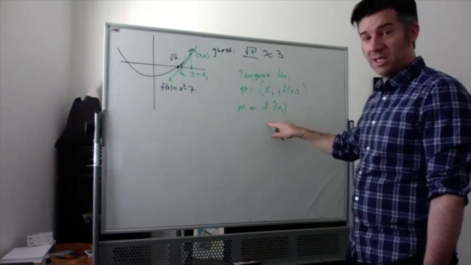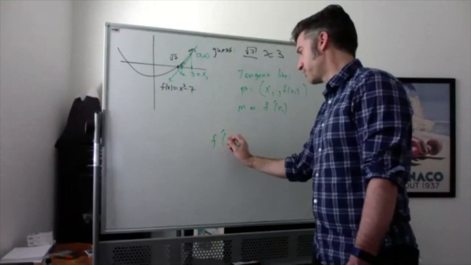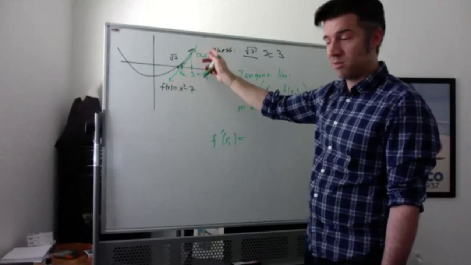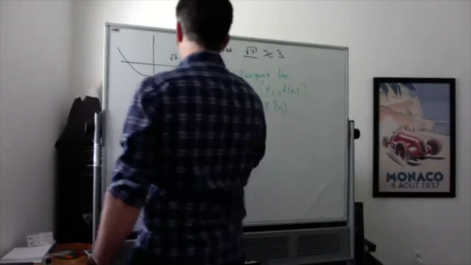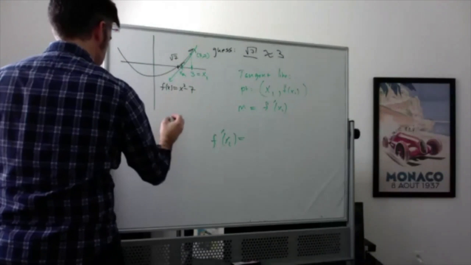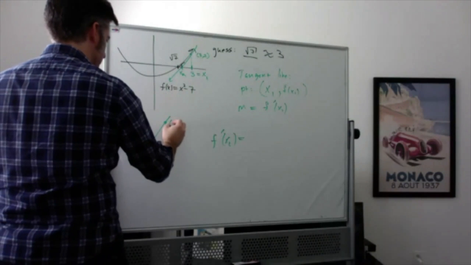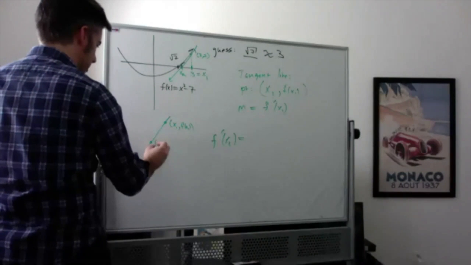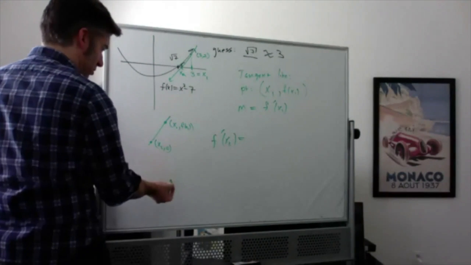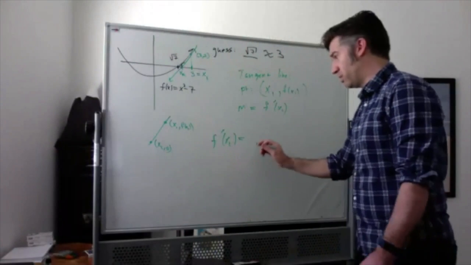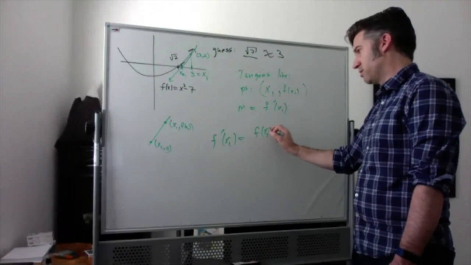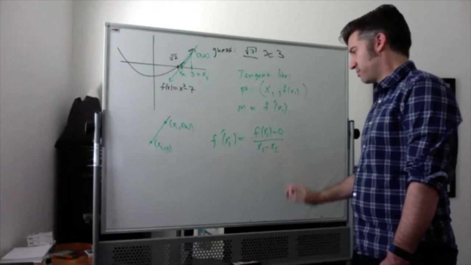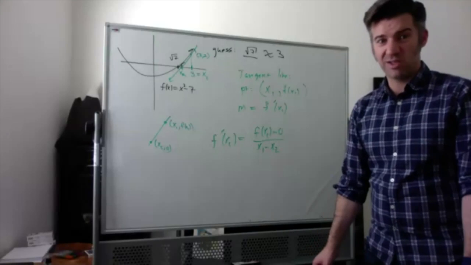So the slope is either the derivative, but it's also equal to the slope through those 2 points. So those points are, right, over here the point is x1 comma f of x1, and over here the point is x2 comma 0. And so the slope between those 2 points is the difference in the y's over the difference in the x's. And now we can solve for x2.